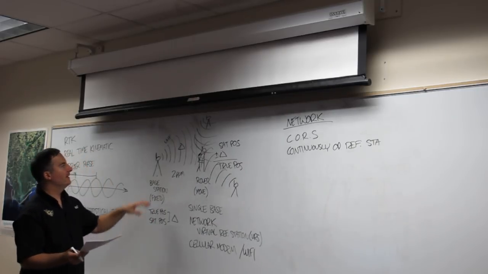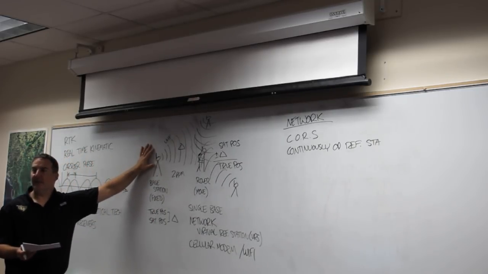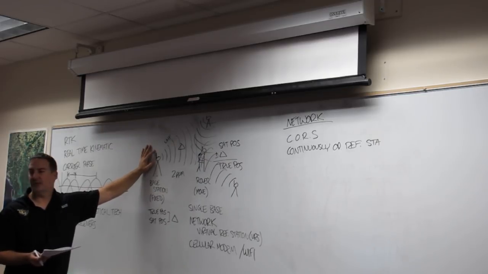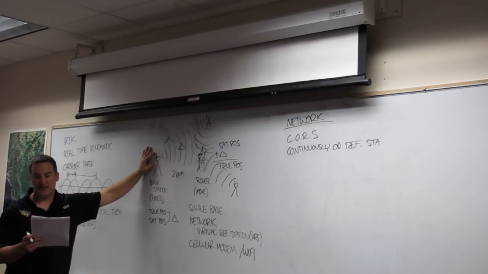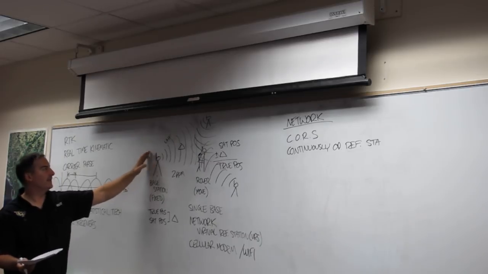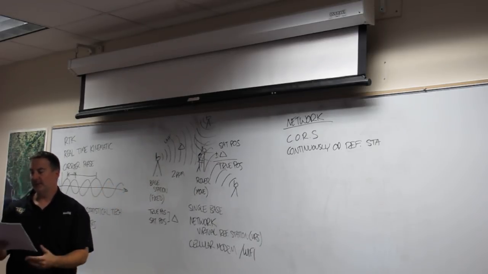However, you're relying on the network being up and accessible. If you lose cell service, you don't get corrections anymore. If the network servers have a problem, you don't get corrections anymore. If one of these stations goes down, you might not get corrections anymore. So it's a trade-off. If you bring your own base station, it's nice, it'll always work, but again, you have those other issues to deal with.